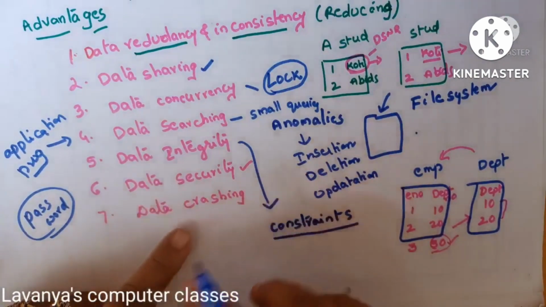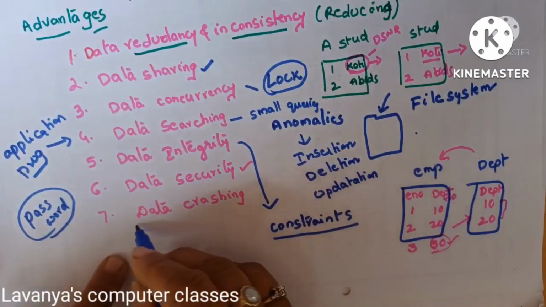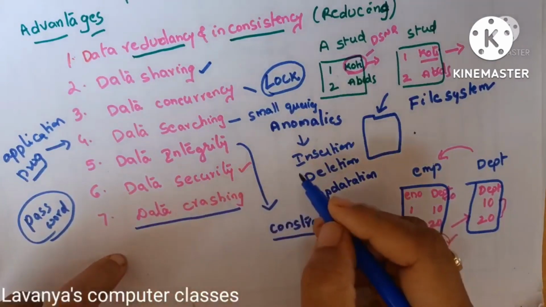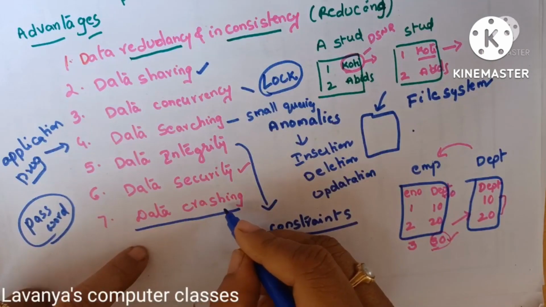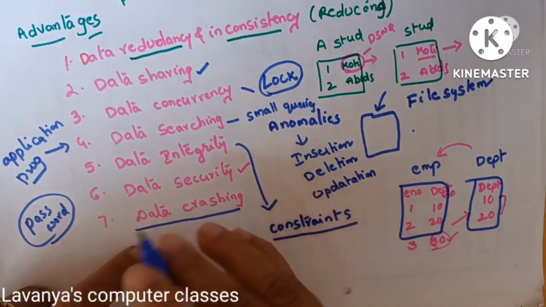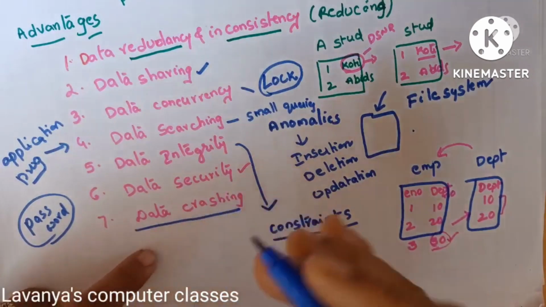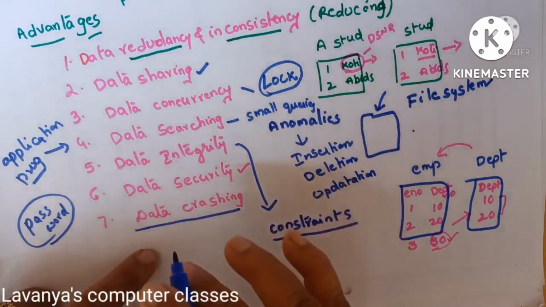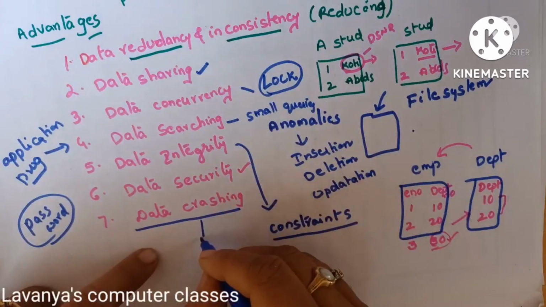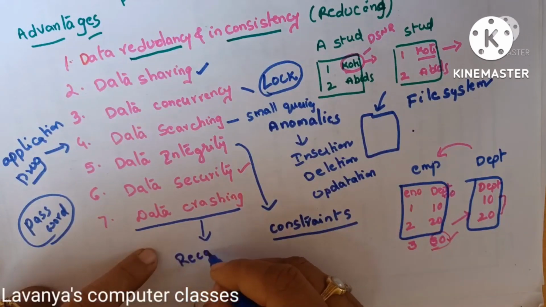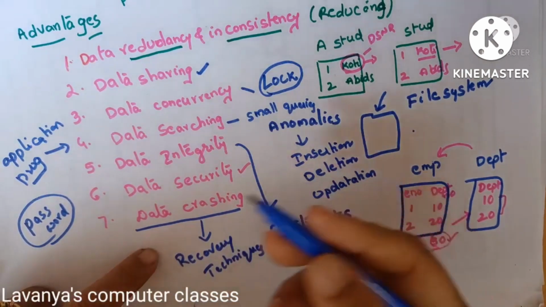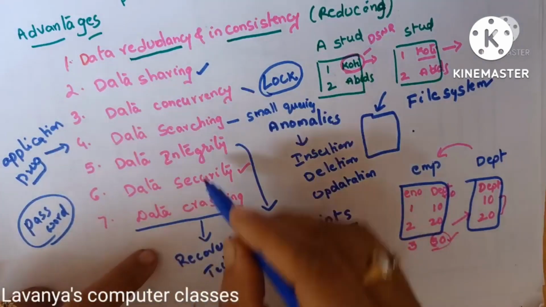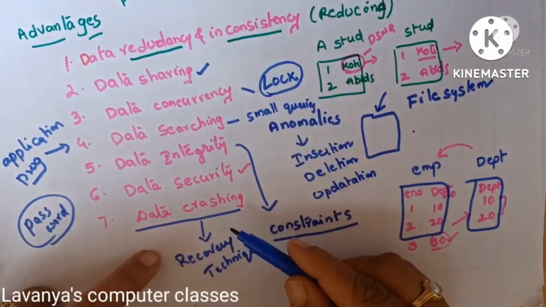So improving data security. And the last one is data crashing. Whenever any problem occurs, either virus problems or whatever it is, the system will crash. If the system crashes, the entire data is lost. Recovery is very difficult in the file processing system. But in DBMS, we have many recovery techniques available, and using them we can easily get the information back. So these are all the advantages of DBMS.